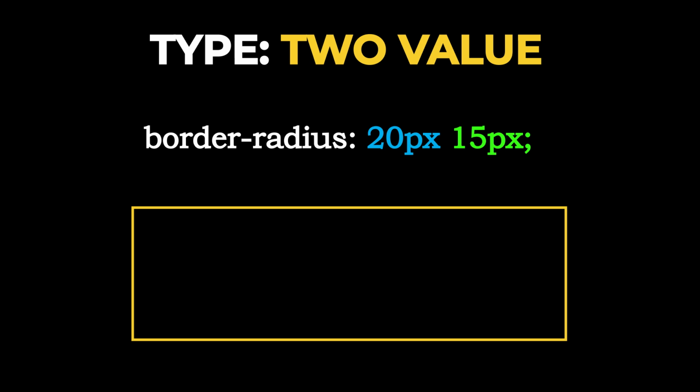Moving on to the two-value type, when using two values, the first value applies to the top left and bottom right corners, while the second value applies to the top right and bottom left corners. Let's see this in action.